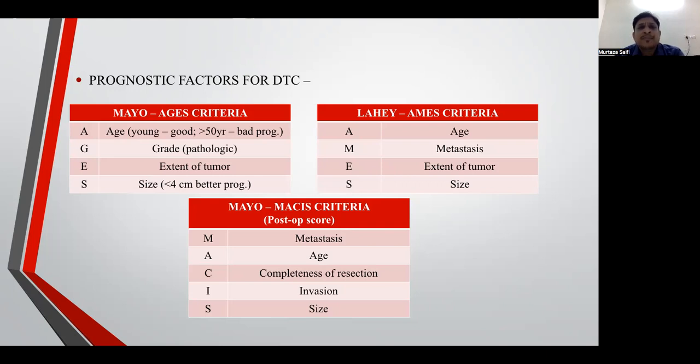Then there is Lahey's criteria, AMES: age, metastasis, extent of tumor, and size. Then there is the MSKCC criteria: metastasis, age, C for completeness of resection, I for invasion, and S for the size. So these are some prognostic factors.